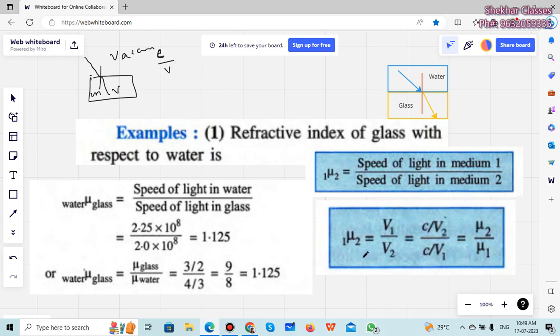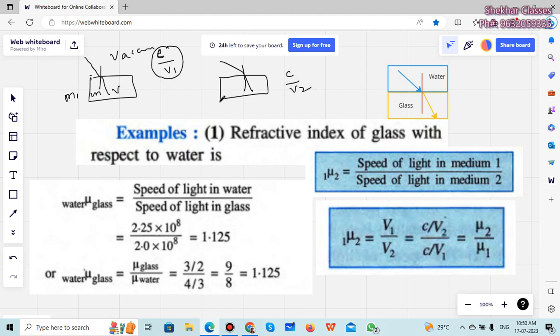So what do we do in this case? When we have to find the refractive index of the second medium from the first medium, we find the absolute refractive index of that second medium and the absolute refractive index of the first medium. The absolute refractive index of the second medium is C by V2. The absolute refractive index of the first medium is C by V1. If this is medium 1, it will be C by V1, and if it is medium 2, the refractive index will be C by V2.